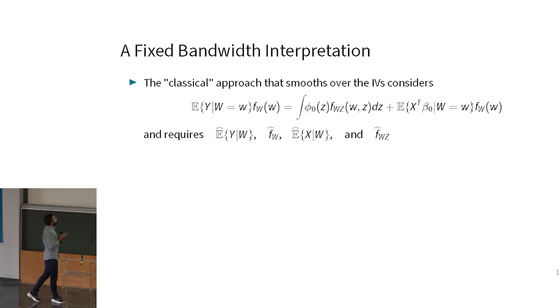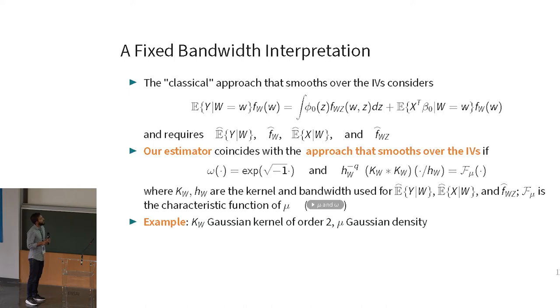Now, in our case, our estimator coincides with the estimator of the traditional approach if two conditions are satisfied. In particular, if we use a weighting function which is the complex exponential, and if we have this equality, we have a numerical identity between our estimator and the estimator of the traditional approach. Specifically, this identity tells us that the convolution between the kernel for smoothing on the instruments and the Fourier transform of mu, this equality has to be satisfied.